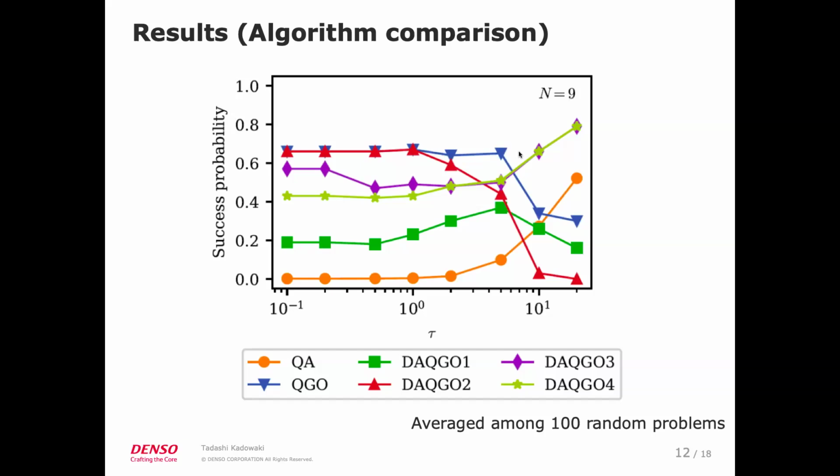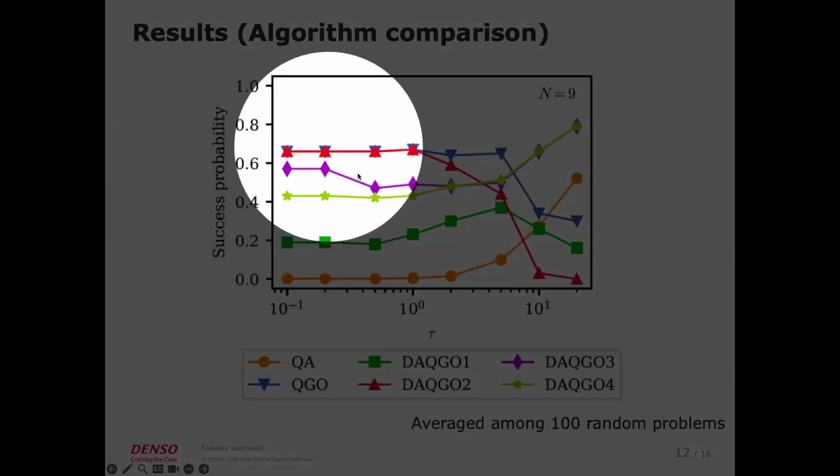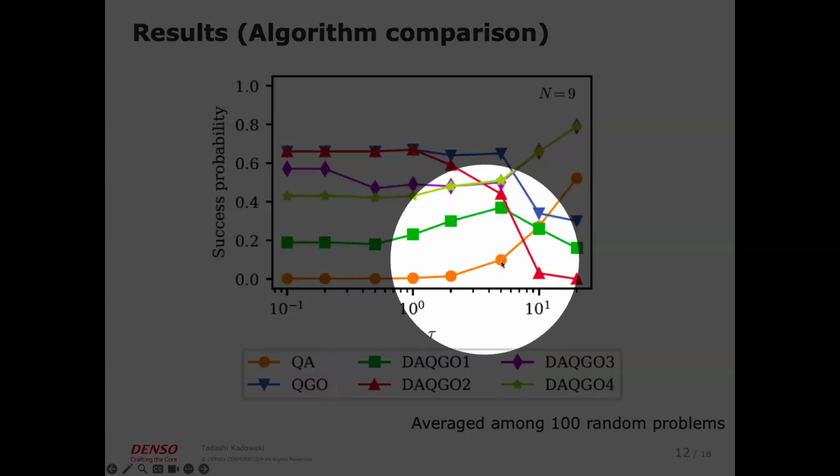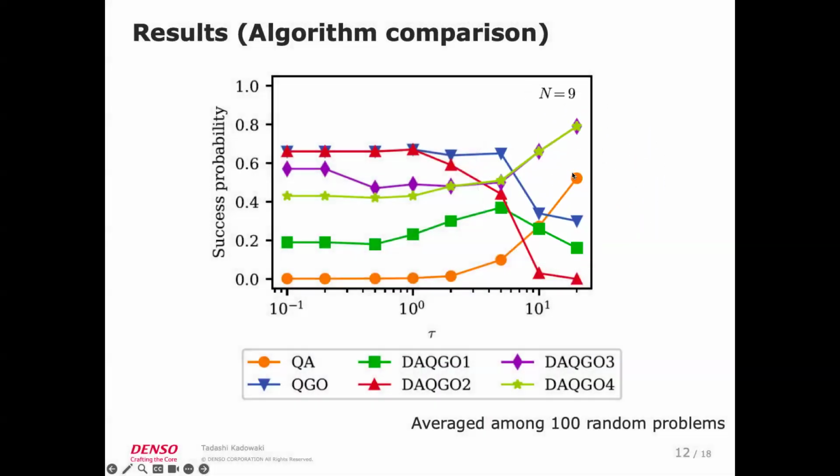Okay, so the x-axis is the annealing time. As I mentioned, shown in a previous study, the shorter annealing time is preferable because we want to solve the problem in a shorter time. And you see all of the algorithms have good performance compared to quantum annealing, because quantum annealing doesn't work for short annealing times. But the performance of quantum annealing increases when we increase annealing time.